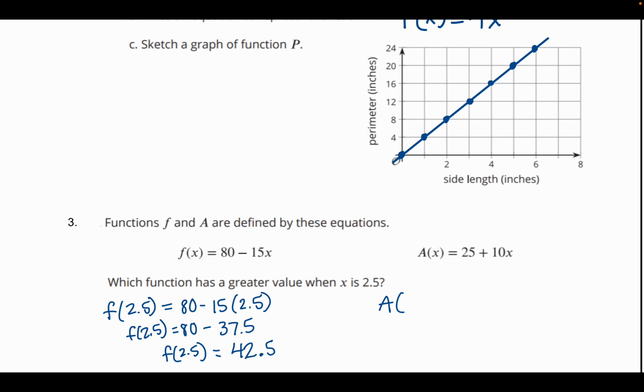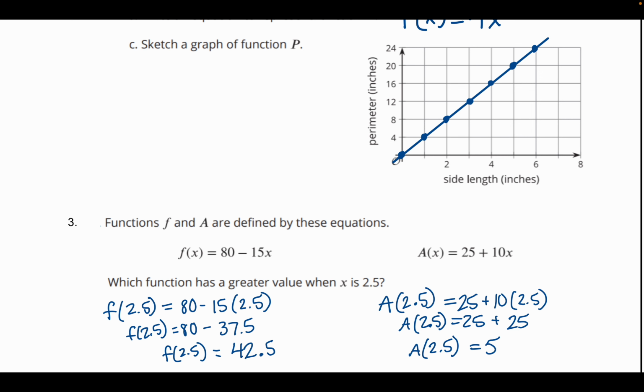And we're going to evaluate A for this as well. So A at 2.5 is going to be 25 plus 10 times 2.5. So, oops, capital A, not lowercase. A of 2.5 is 25 plus 25, because that's what 10 times 2.5 is. So A of 2.5 would give us 50, which is what 25 plus 25 is.